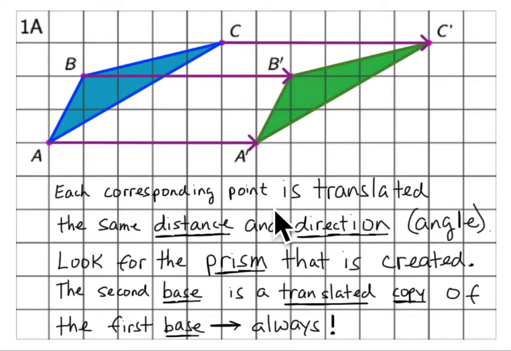All right, so each corresponding point is translated the same distance. You want to look at the distance, and you want to look at the direction, what the angle is. And then I think it's always a good idea to look for the prism that is created. The second base is a translated copy of the first base, always. That is always true.